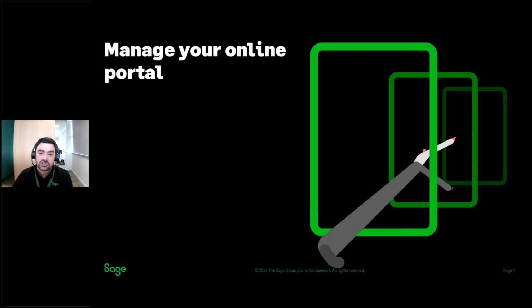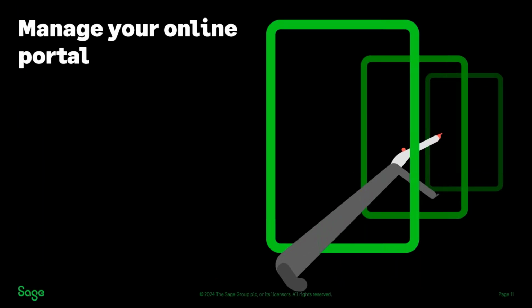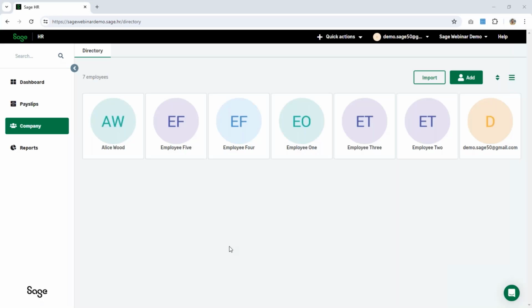So what I want to do with this is dive straight into a demo to give you a bit of a tour of the online portal. So I will switch the camera off and we'll bring these slides down. And to access the portal, you can either go to your company's login page, so you will have your own web address for your online services, or you can go to sage.hr/sign-in. And once you are logged in, you would usually land on the company directory.